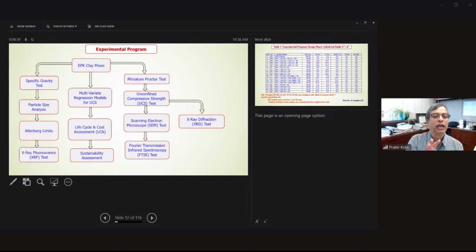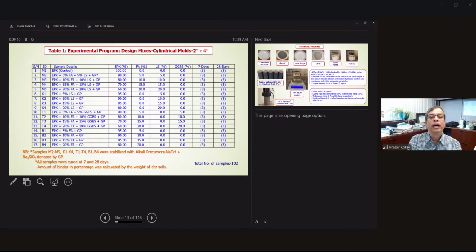So here, what we did mostly, we mixed EPK clay with different stabilizers, as I mentioned: lime sludge, GGBS, and fly ash. We did the basic tests: specific gravity test, particle size, liquid limit, XRF. And also we did the UCS test, the LCA, and then we did FTIR and X-ray diffraction, all these different tests to check what is forming inside after the stabilization. Okay, so these are the different combinations of tests we used.